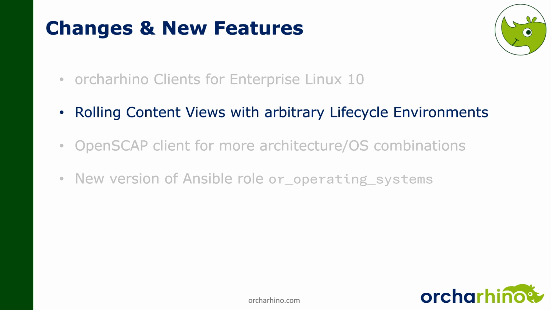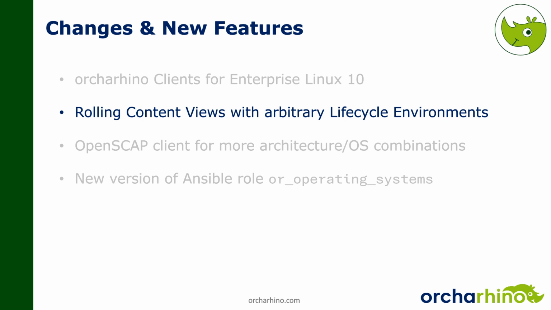Next up, rolling content views. With Orcharhino 7.0, we introduced rolling content views, a cool way to make sure your hosts always have access to the most up-to-date packages, while still being able to control which repositories are visible on the hosts. Now, with Orcharhino 7.3, we further improved rolling content views to allow you to assign them to specific lifecycle environments.